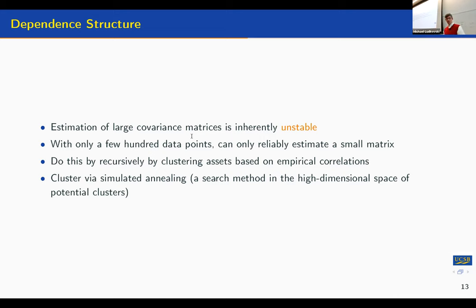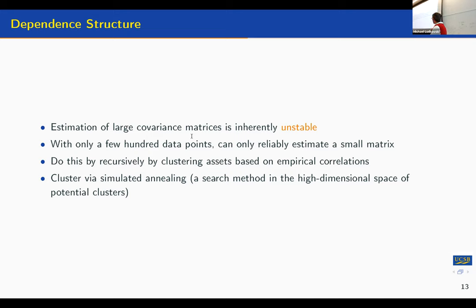So we spend most of our time trying to get the dependence structure correct. We have a very large covariance matrix to estimate, and doing that is, of course, statistically unstable, because we only have a few hundred data points. We don't have decades of data to look at. We only have 2 years, and so doing this estimation of the covariance or the correlation structure is a challenging statistical problem. And this is a well-known problem.